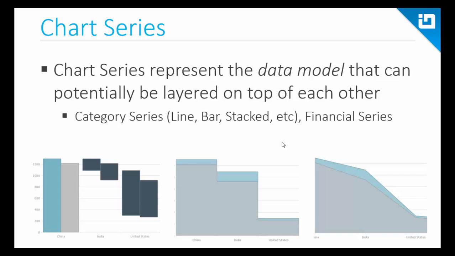Now another word we tend to use is the series. So a chart series represents the data model, or the values that can potentially be layered on top of each other. They are what is most of the time or always in the center of the chart, and you hear things like the category series because data is displayed on categorical subdivisions, like a line chart, a bar chart, a stack chart, or a financial series chart. So you have financial data that you're plotting.